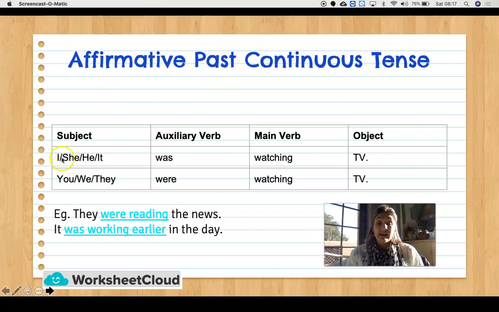So I, he, she, it was watching TV, or if we're talking about a plural, you, we, or they were watching TV. And I wonder if you can think back to our subject-verb agreement as well, which only works in the present tense. So just remember that for the ones that we've just done. So here are examples. Plural, they were reading the news. It was working earlier in the day. So that's your affirmative past continuous tense.